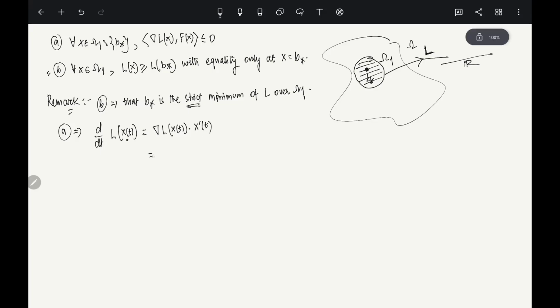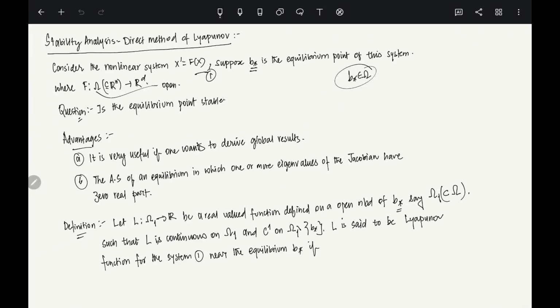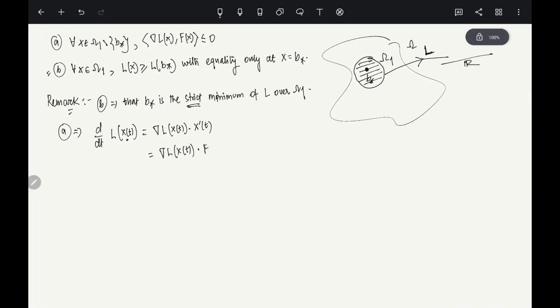Now, what is gradient L at the point x of t? This is fine. And what is x prime t? x(t) is a solution of this problem, so x prime equals f of x(t). So this is what we are writing here: gradient of L acting at f of x. Now you see, this d/dt of L of x(t) is essentially this, and we are assuming that this is less than or equal to 0. It means that L is decreasing along this trajectory.